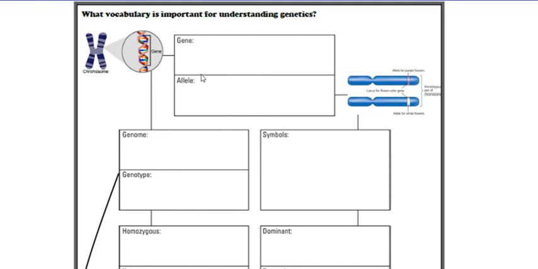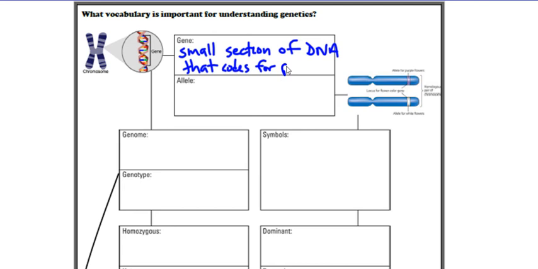Now, a gene is a small section of DNA that codes for proteins. Remember, in previous lectures, we talked about transcription, translation, making those proteins, and your gene is basically that instruction.